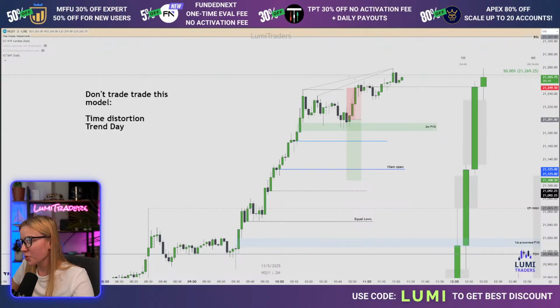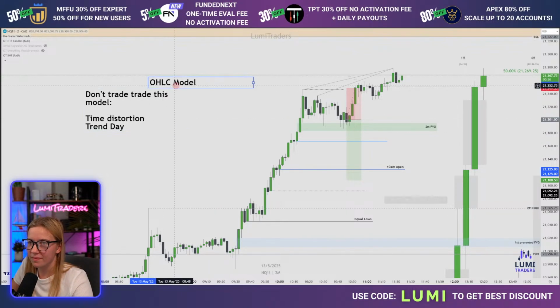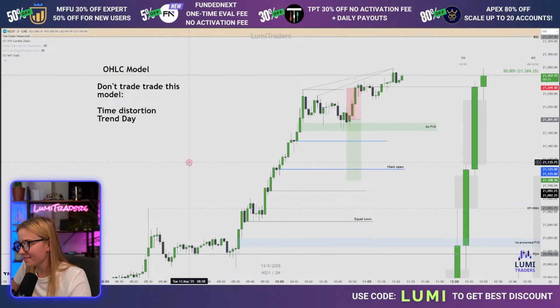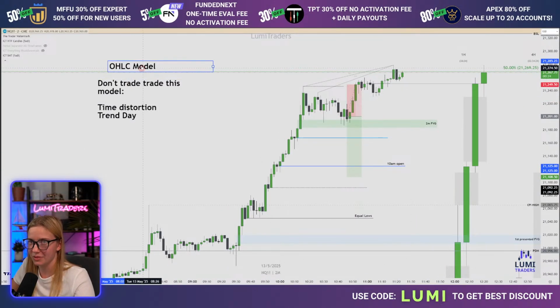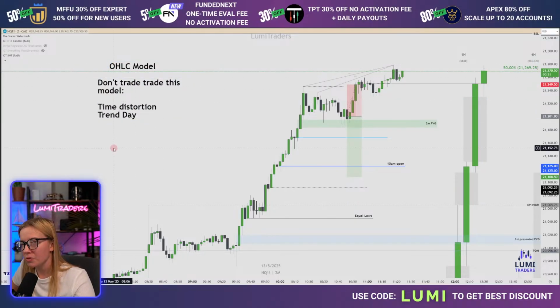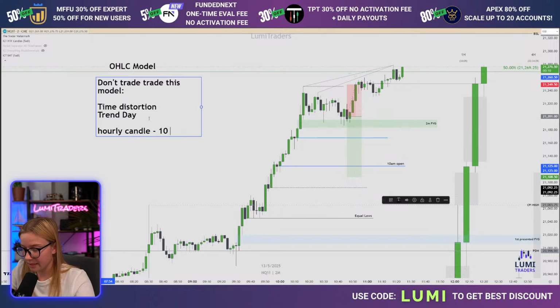Advanced silver bullet. Open high low close model. Yeah, I like it. No, I'm not going to add my name to this. So open high low close model. So the idea once again: hourly candle, 10 AM, 2-minute order block. That's it.